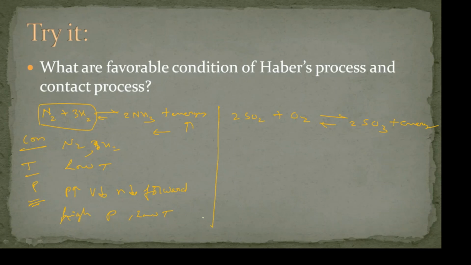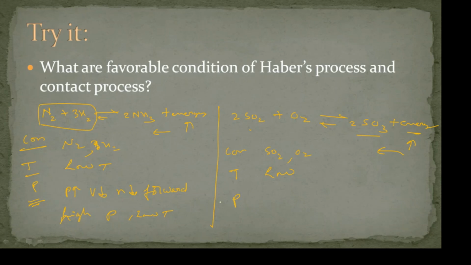Coming to the next one, that is the contact process. In this case, SO2 plus O2 gives SO3. It is also exothermic. Coming to the concentration, the number of moles of SO2 and O2 should be more, then only SO3 will be formed. And coming to the temperature, as it is an exothermic reaction, if temperature increases, it favors the backward reaction. So low temperature favors the forward direction. That's why more SO3 will be formed, right?